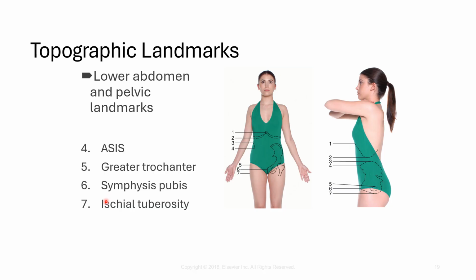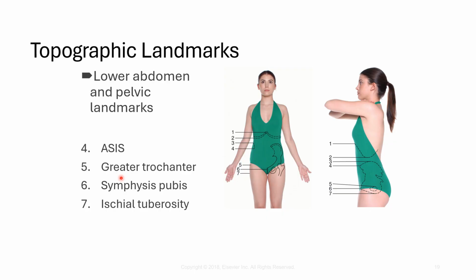Number 4, 5, 6, and 7. Number 4 is the ASIS. So these are in the lower abdomen. The ASIS is the anterior superior iliac spine. You can see in the lateral, it's that little protuberance that points out, kind of juts out. If you're laying on your back, you can kind of feel that. That is your ASIS, and that is used quite a bit on pelvic positioning and vertebral structures, but it's also used in abdominal imaging. So that is your ASIS.